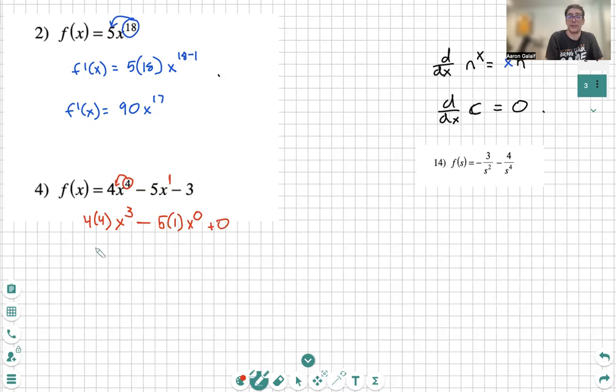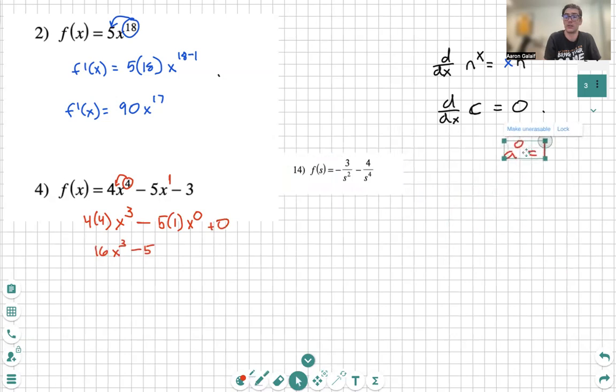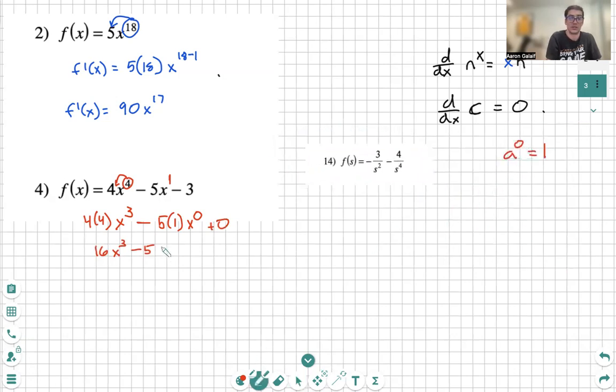Now we're going to clean it up. 4 times 4 is 16. X cubed stays. 5 times 1 is 5. X to the 0: anything to the power of 0 is always 1. And then we have our final answer once we've fully cleaned it up: 16x cubed minus 5. That is what my f prime of x is equal to using the power rule.